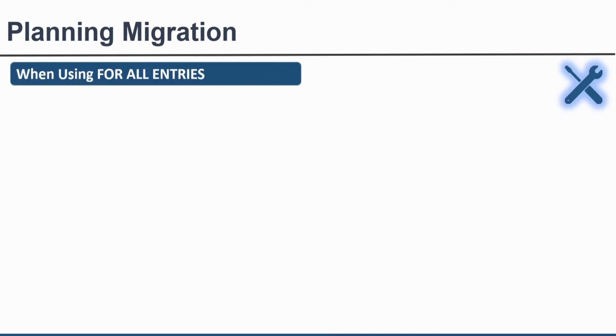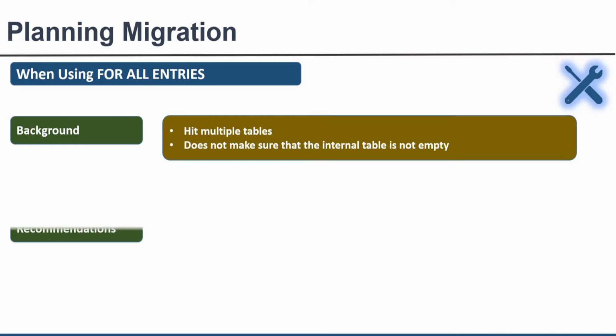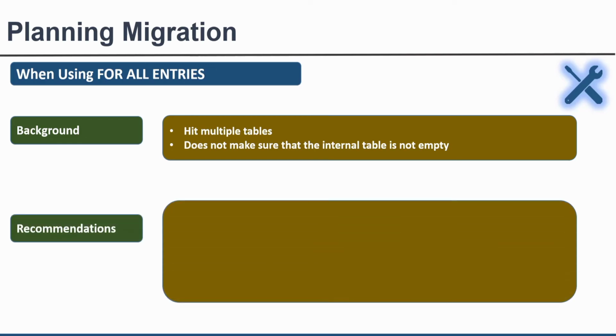Here you can see some details on using FOR ALL ENTRIES. The supplement clause FOR ALL ENTRIES in the SQL query hits multiple tables, and also it does not make sure that the internal table is not empty. So what is recommended? Use the join statement wherever possible.